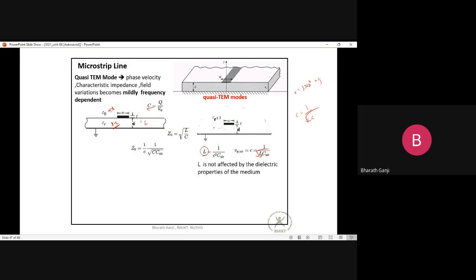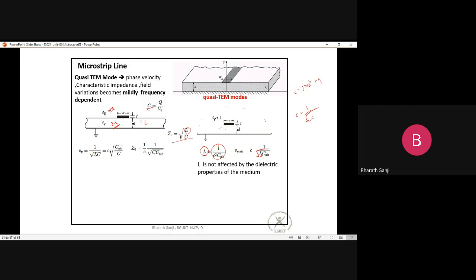So when I calculate Z0, I can substitute for L. If I substitute L here, I get Z0 equal to 1 by c times 1 by square root of C into C air. What is the phase velocity? The phase velocity is 1 by square root of LC. If I substitute 1 by c squared C air in place of L, I get c into square root of C air by C.